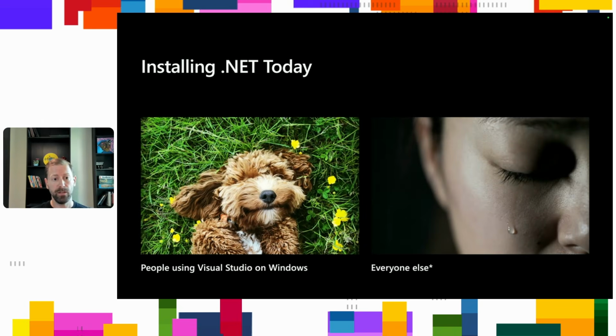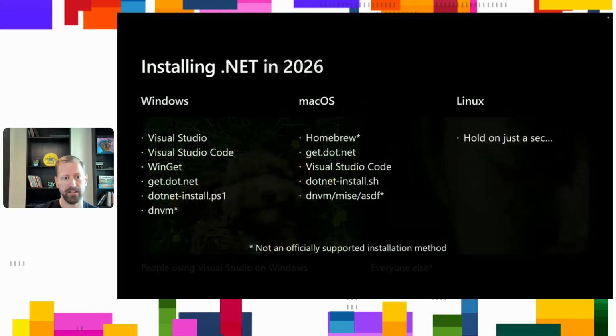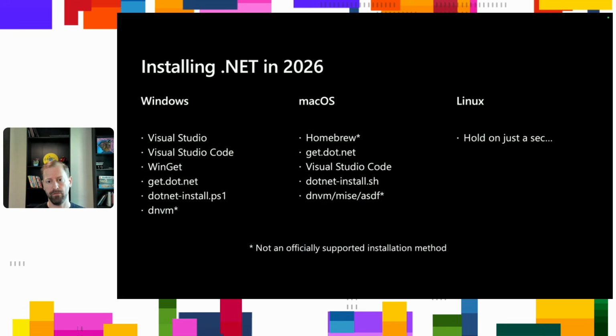So if you install .NET today, we think you fall into basically one of two buckets. You are either using Visual Studio on Windows, where Visual Studio manages the toolchain for you and updates on a frequent cadence and brings you all of those feature band and servicing bug fixes that you know and love, or you're everyone else. And that's exactly the problem that we'd like to solve. If you look at installing .NET on different platforms, it's a very, shall we say, heterogeneous situation.